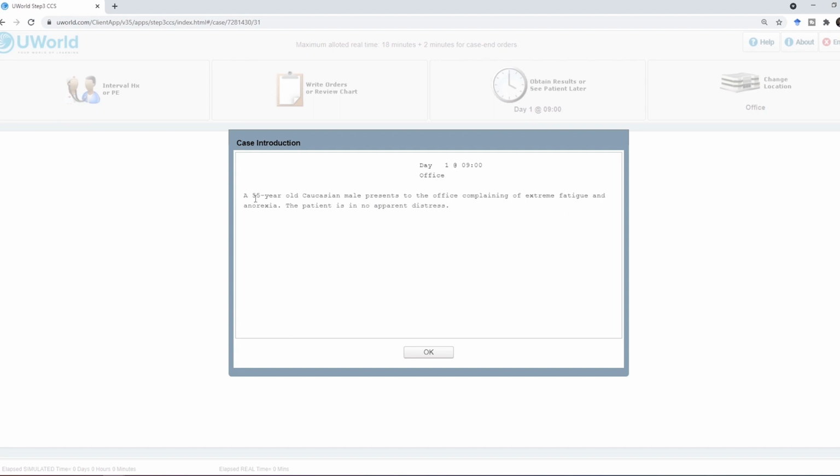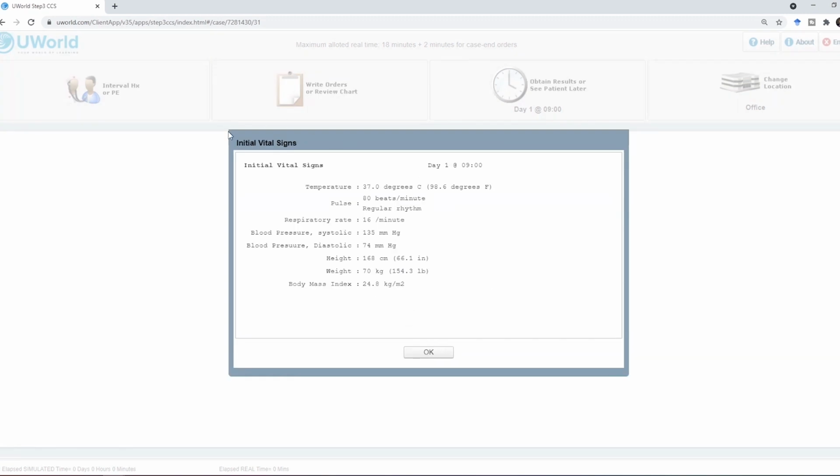Case introduction: the patient is 55, Caucasian, in the office, complaining of extreme fatigue and anorexia. The patient is in no apparent distress, so fatigue with nothing urgent. If we click OK and advance, we see the initial vital signs. Everything looks normal here: temperature, pulse, blood pressure and BMI.